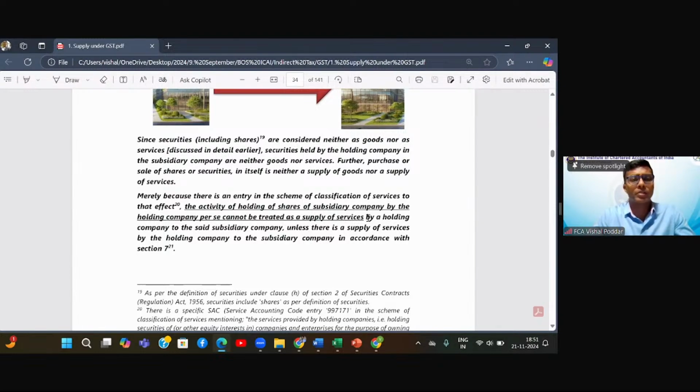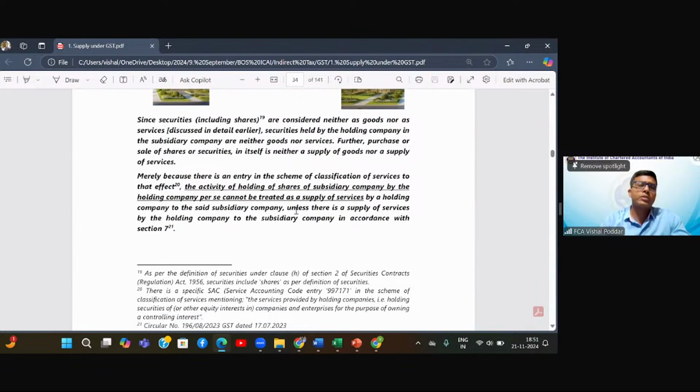Unfortunately, we are not studying that because that is not part of your syllabus, but there is an entry which created a confusion because it dealt with or it is reading like holding of securities. Now, please understand, merely holding of securities is not a service. But since there is a specific entry, it created a lot of confusion. Hence, this circular was issued to clarify that when the shares of subsidiary company are held by the holding company, in fact, it has become holding company because it is having the shares of subsidiary company, it cannot be treated as supply of service by holding company to the subsidiary company.